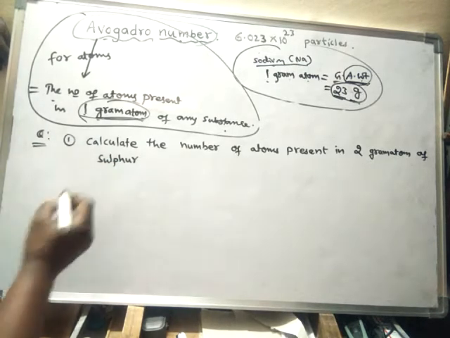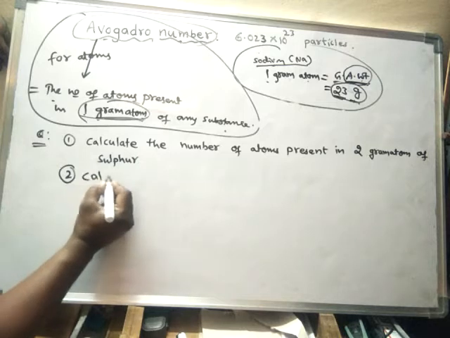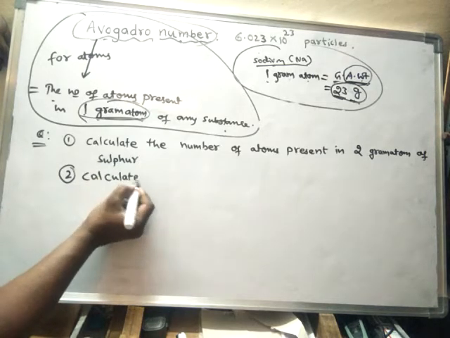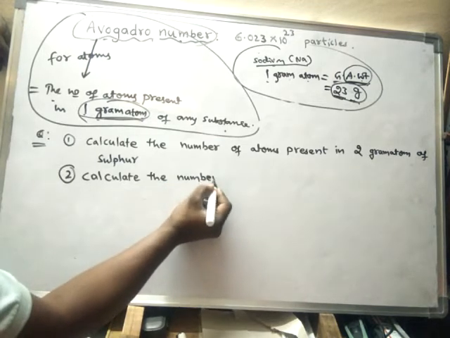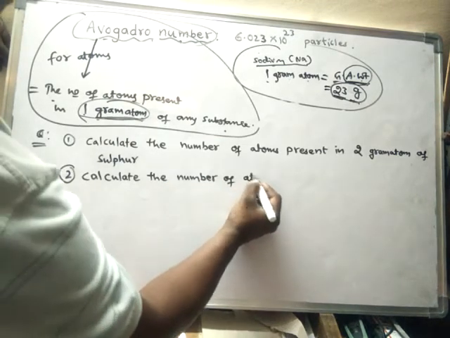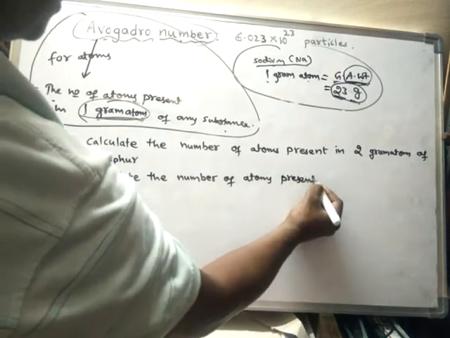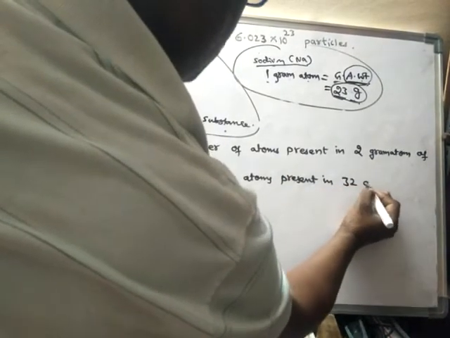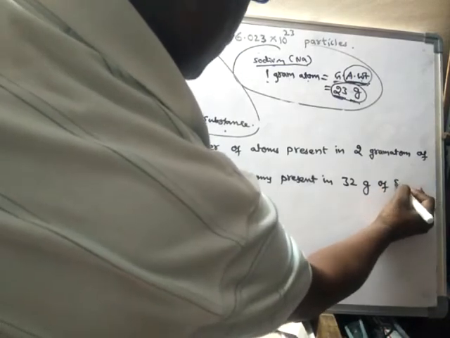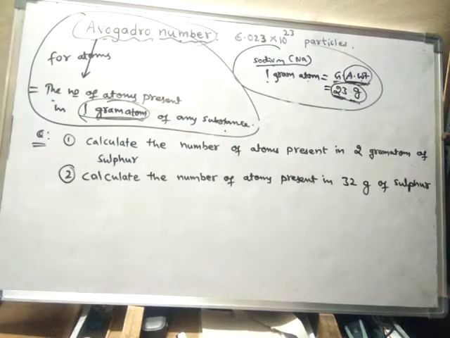Okay, next question. Calculate the number of atoms present in 32 grams of sulfur.